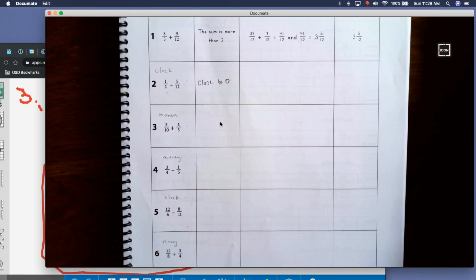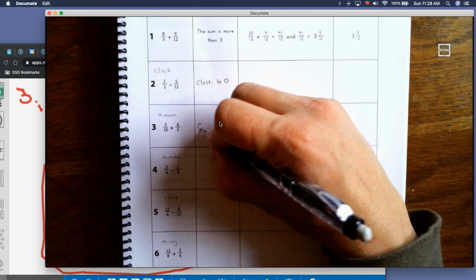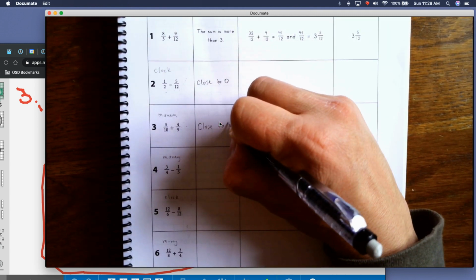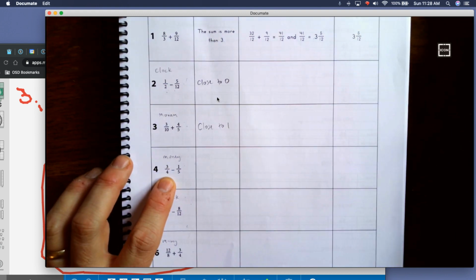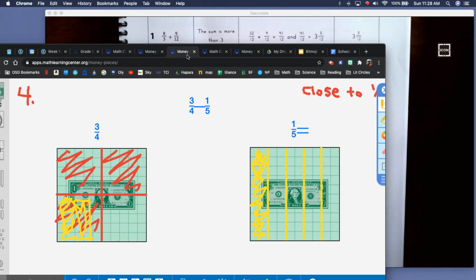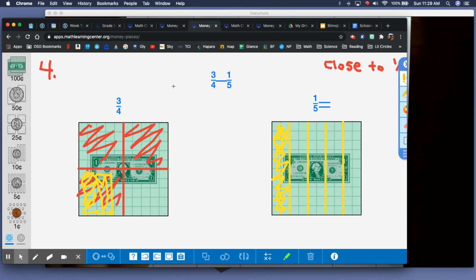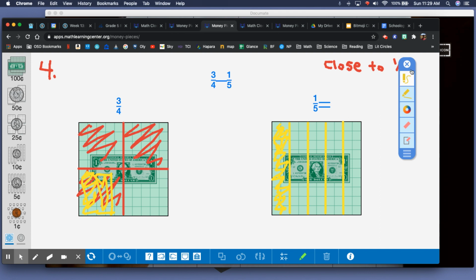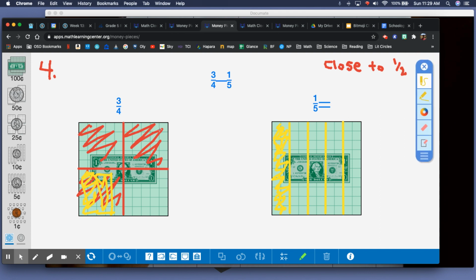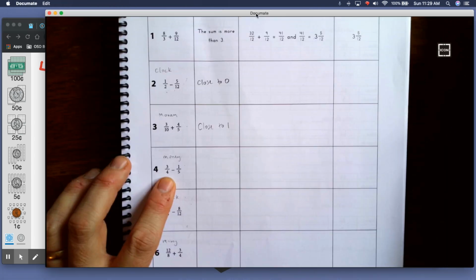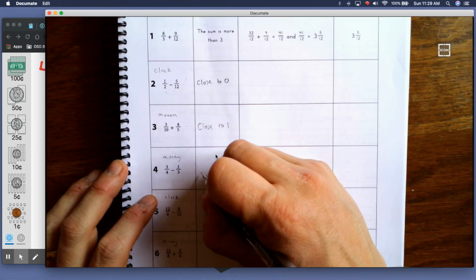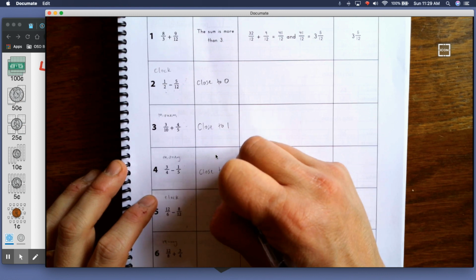Okay. So number 3 is close to 1 whole. It was close to 1. Number 4 was 3/4 minus 1/5. That one, 3/4 minus 1/5, was close to half. You guys remember that? It's close to half. Can we remove that? Yep. So we took that away. We were close to half. Okay, so number 4 is close to half.